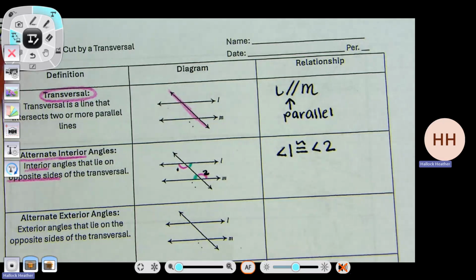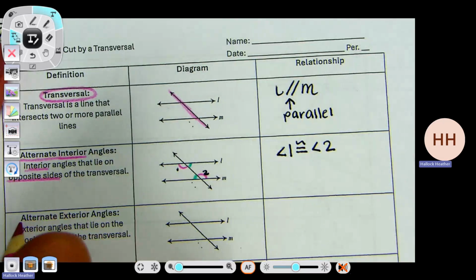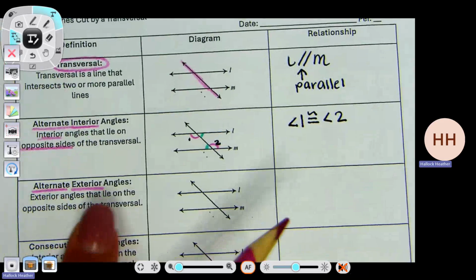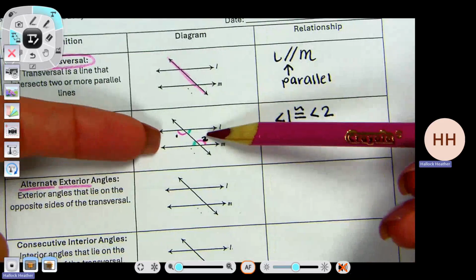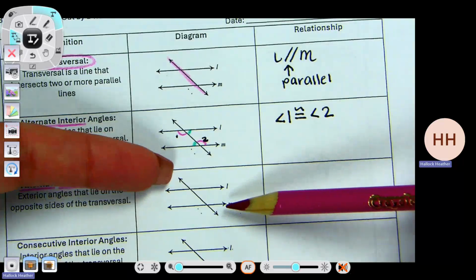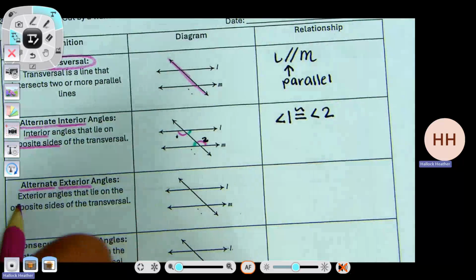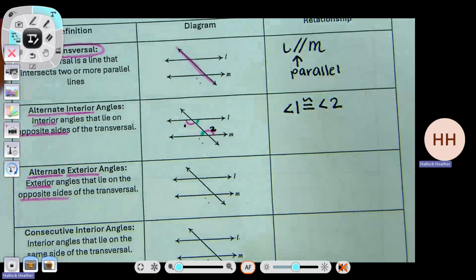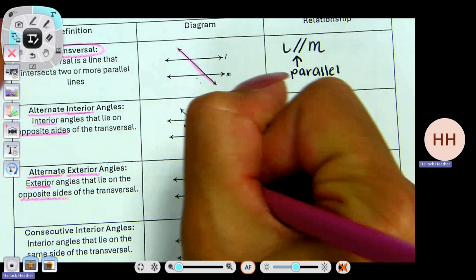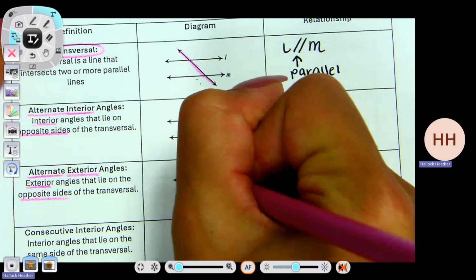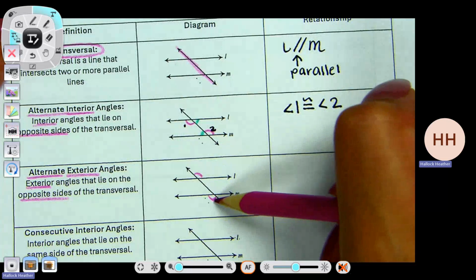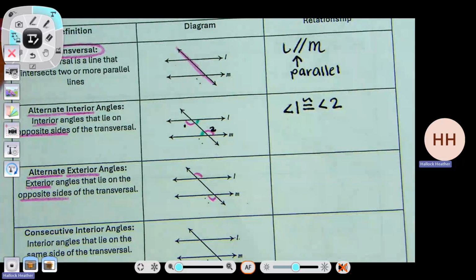Alternate exterior is still jumping across the transversal, but now it's on the outside. So instead of on the inside of the parallel lines, now it's going to be on the outside, and it's going to jump across the transversal. So they're exterior, they're outside, and they're still on opposite sides of the transversal. We're going to use one of our markings. Let's use this one and this one. Notice I'm jumping across the transversal, but now it's on the exterior, the outside of the parallel lines.